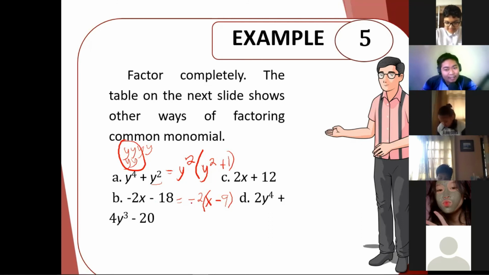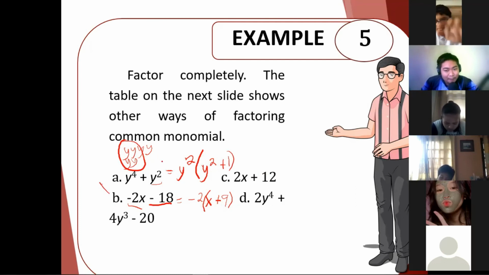O, check natin. Negative 2 times x, negative 2x. Negative 2 times positive 9. Ay, sorry, it would be positive 9 pala, so negative 18. Therefore, negative 2 times x plus 9 is the factor for this.